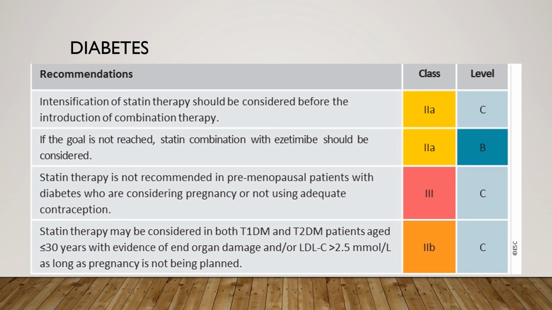Statin therapy is not recommended in premenopausal patients with diabetes who are considering pregnancy, as we have said before, or not using adequate contraception. Statin therapy may be considered in both type 1 and type 2 diabetes patients aged less than 30 years with evidence of end organ damage and LDL cholesterol more than 2.5 millimole per liter, as long as pregnancy is not planned.